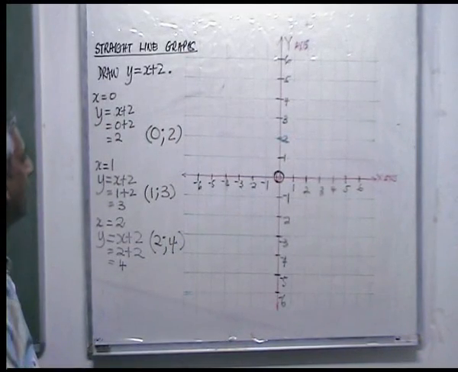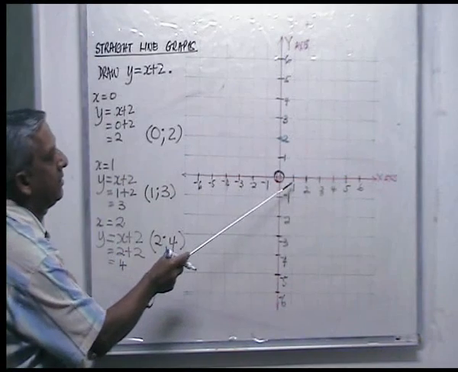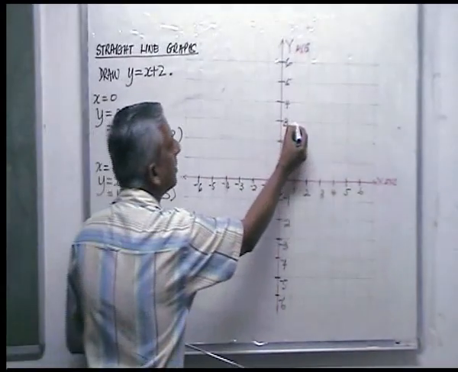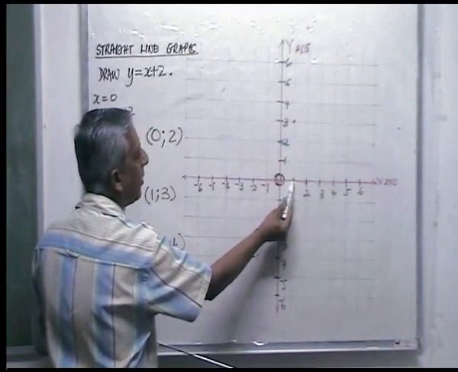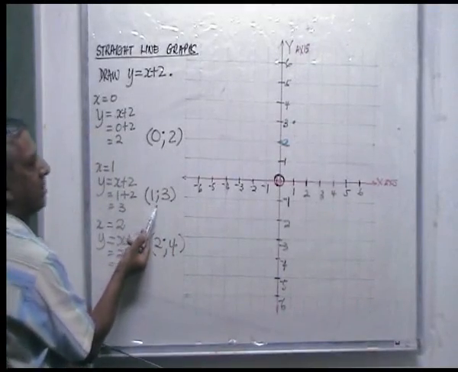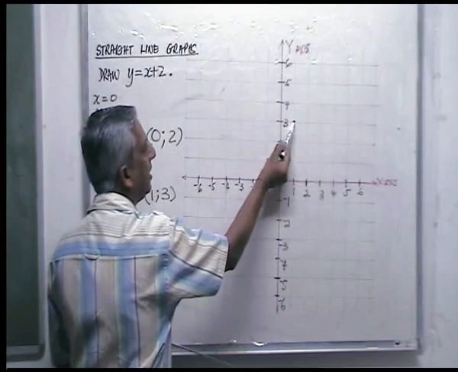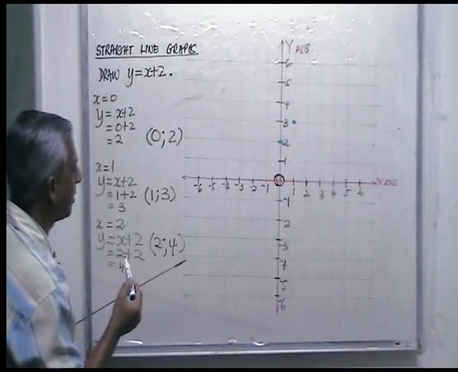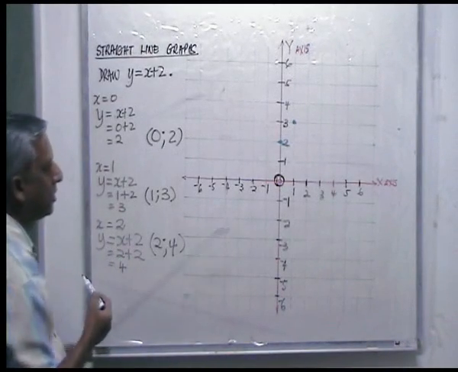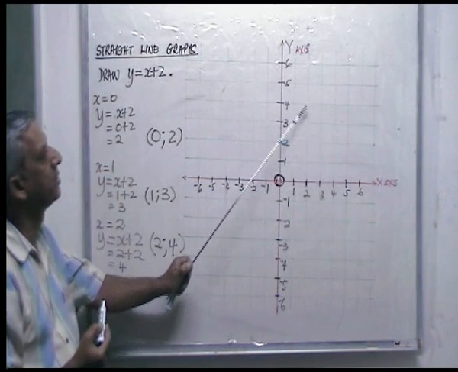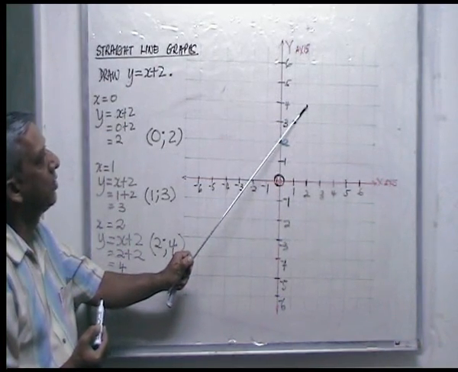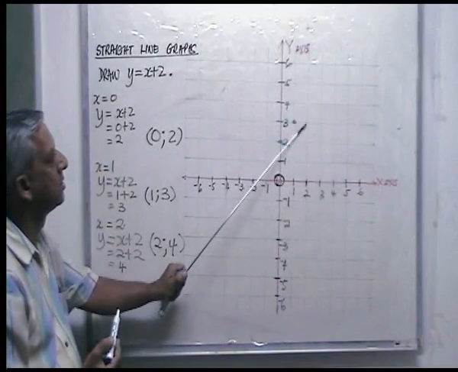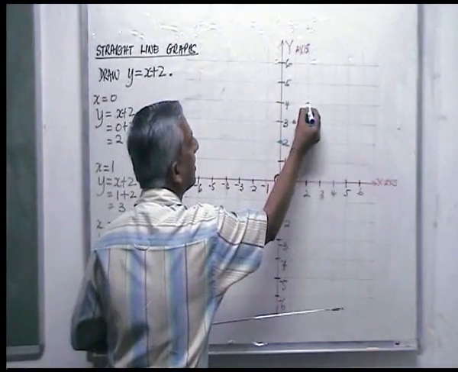Right. Now, the next one, 1, 3. So there's your 1, and then 3 up, so your dot will go there. The ordered pair is 1, 3. So there's your 1, up 3, and place a dot there. Next ordered pair, 2, 4. There's your 2, and then up till 4. So your point will go there. So 2, 4, 2, straight up to 4. So there's your point there.